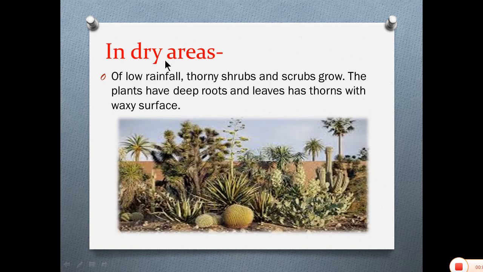The next we have is in dry areas. So we are coming further to where the amount of moisture is very less or almost not there, and the temperature is very high. So on low rainfall, thorny shrubs and scrubs grow. The plants have deep roots and leaves have thorns with a waxy surface. Here, as you can see in the picture, is a type of plant called cactus. So cactus grows in deserts. This condition shown over here matches with the desert type of condition. In desert you will find cactus plants.